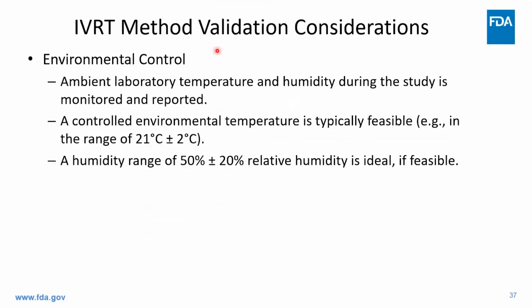In terms of environmental control, it's good to control the ambient laboratory temperature and humidity, but more important, monitor it and report it. It's usually feasible to control the temperature, for example, in a range of 21 or 25 degrees plus or minus 2. This is about the control more than anything. You are going to have an occluded closed system for your IVRT method, so this may not be that critical, but it is helpful to monitor this. Humidity can be difficult to control, but again, monitor this, and it's valuable to be able to report that.